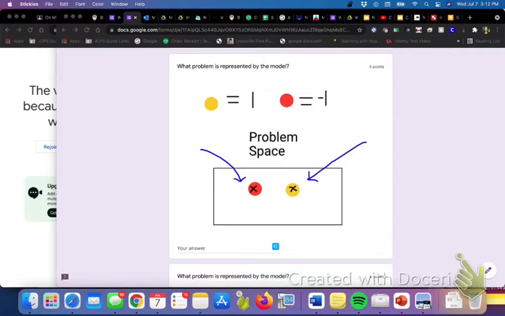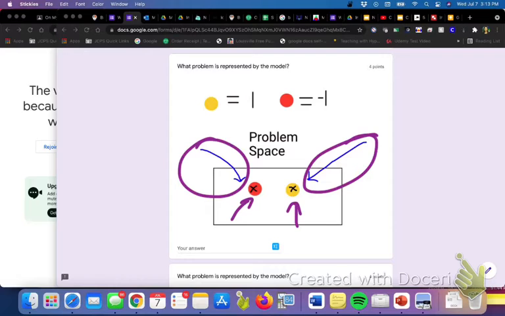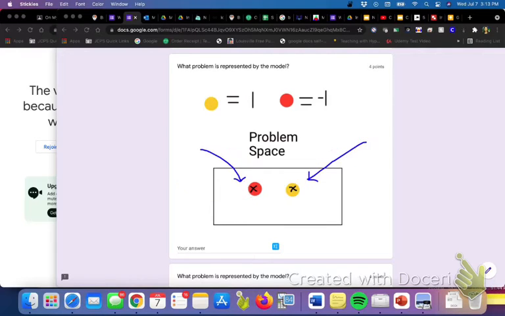Hi mathematicians, in this problem it is asking what problem is represented by the model. As you can see from the arrows, you've got one red chip that was placed into the problem space, and this time we finally have a yellow chip as opposed to all of our other ones before, that also was placed into the problem space. You know that the red chip equals -1, so a -1 was placed into the problem space, plus we know that the yellow chip represents a +1.